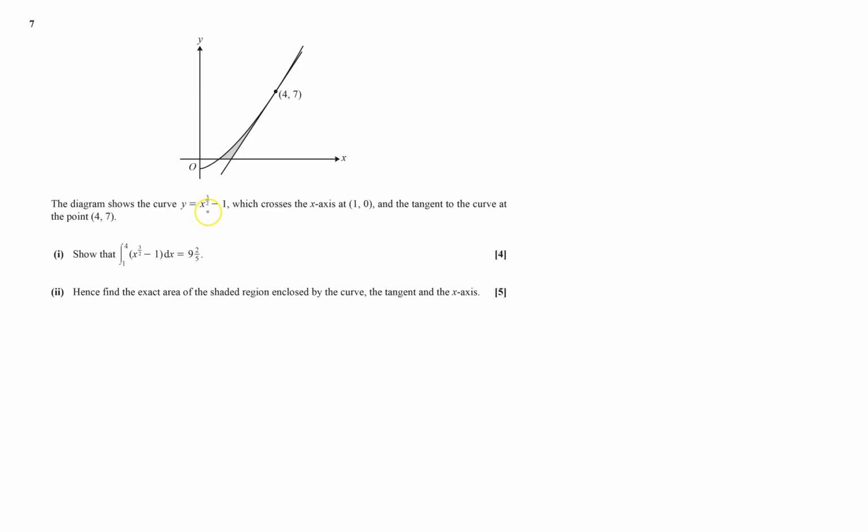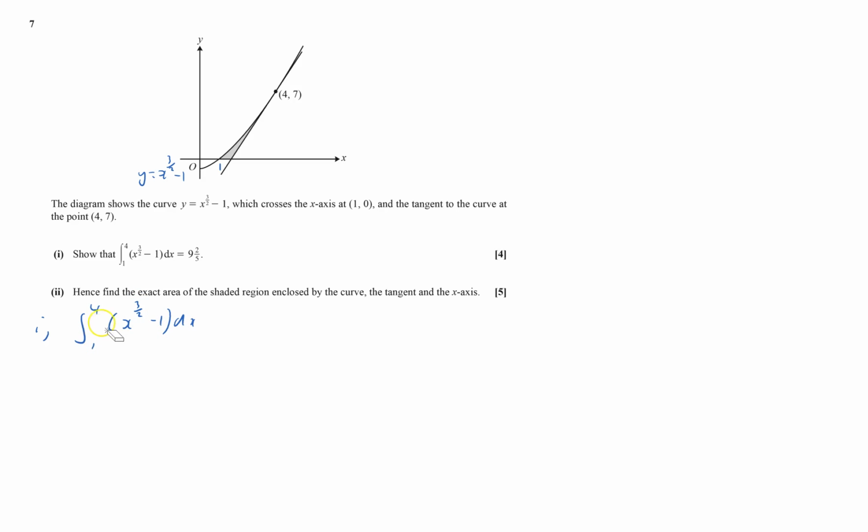Okay, so we've got the curve y equals x to the power 3 over 2. That's the curved one. Y equals x to 3 over 2 minus 1 crosses the x-axis at (1, 0), so that's 1. And the tangent to the curve is given at the point (4, 7). First part, I just have to integrate this: the integral from 1 to 4 of x to the power 3 over 2 minus 1 dx.